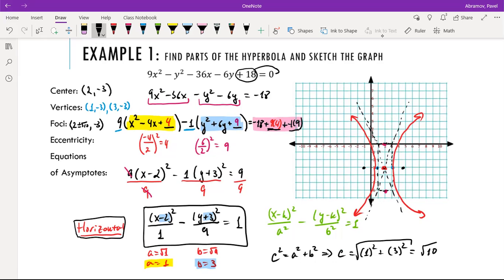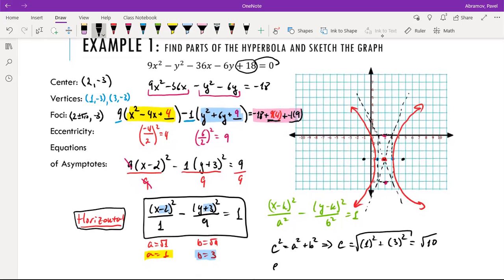Eccentricity is equal to c over a. So it's going to be the square root of 10 divided by 1. So it's just going to be the square root of 10.